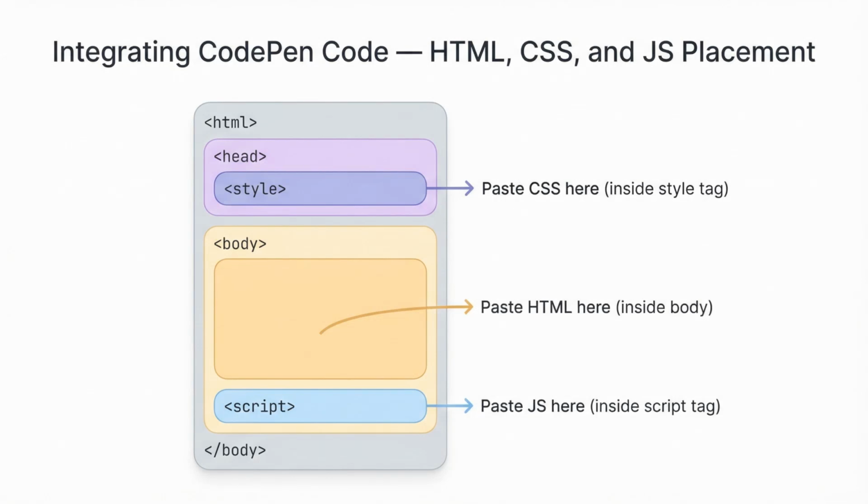When you take code from CodePen and bring it into your own project, there's a specific structure to follow. The HTML markup goes inside your body tag. The CSS goes inside a style tag. The instructor recommends keeping it internal here rather than external to keep things simple when experimenting. And the JavaScript goes inside a script tag, which is always placed at the very end of the body. This 3-part structure is fundamental to how web pages work.